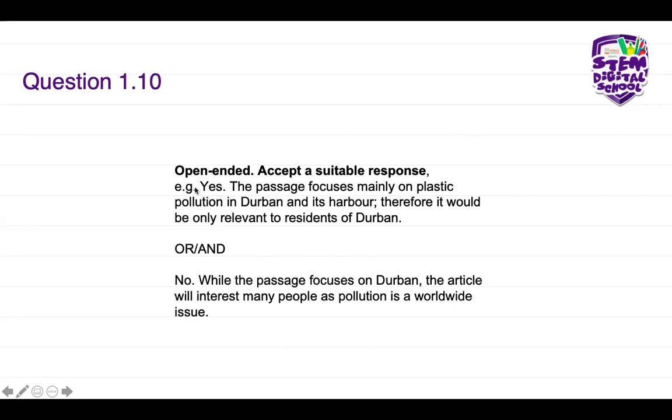All right, so for those of you who said yes, it's that the passage focuses mainly on plastic pollution in Durban and its harbour. Therefore, it would be relevant only to residents of Durban. Okay. And then you could say, or no, while the passage focuses on Durban, the article will interest many people as pollution is a worldwide issue. Lovely.